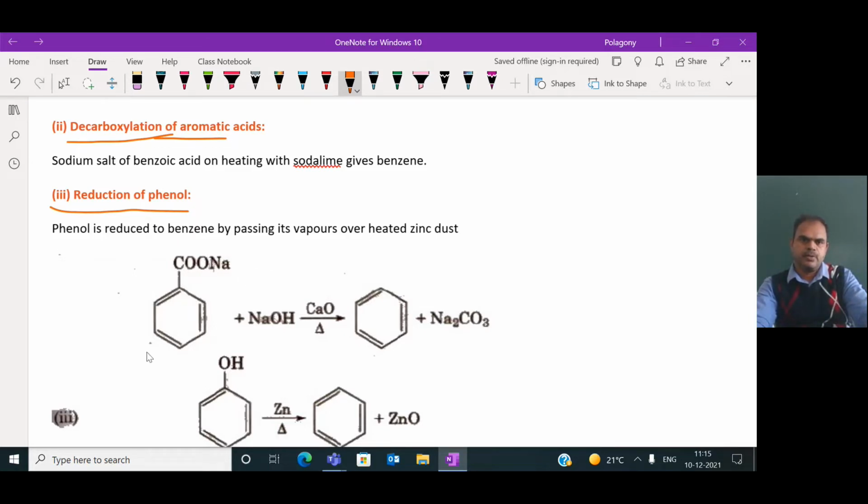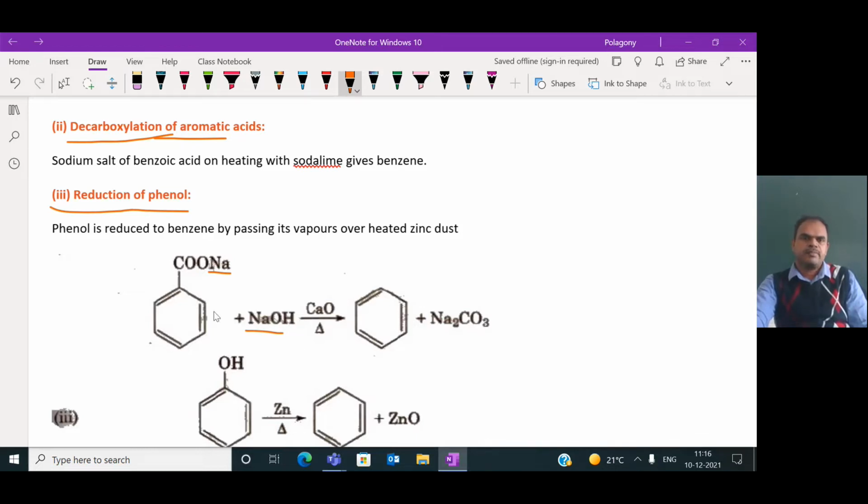See this compound. What is this? This is called sodium benzoate. This is an aromatic acid salt, the salt of benzoic acid, sodium benzoate. When treated with sodium hydroxide plus calcium oxide, this mixture of calcium oxide and sodium hydroxide is what we call soda lime.